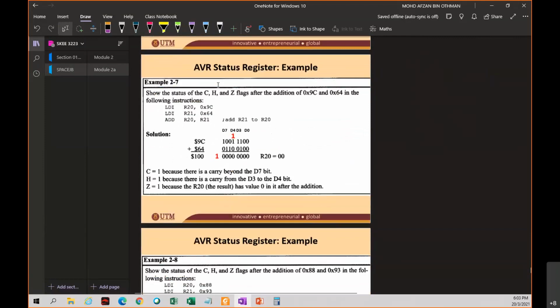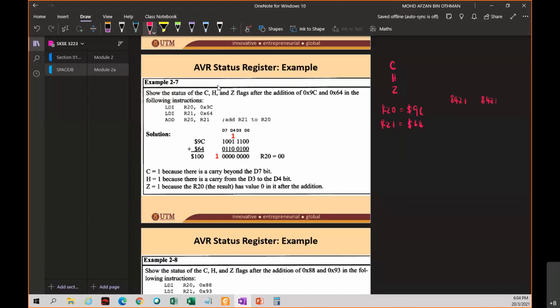Okay, show the status of the C, H and Z flag after the addition of 9C and 64 in the following instruction. So this is the instruction: LDI R20, 9C; LDI R21, 64; ADD R20, R21. So now you're going to determine what is the C, H and Z flag. So what are you going to do? So R20 sama dengan 9C, R21 sama dengan 64.